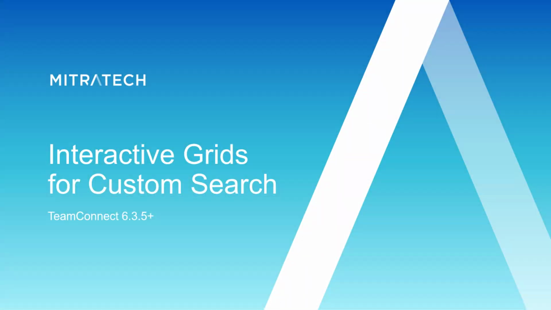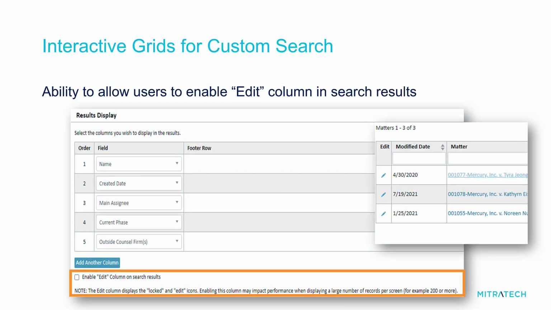The next two interactive grid features are applicable to custom searches only. Prior to version 6.3.5, we had an edit column that was generated with every custom search result list. But this actually takes a lot of work on TeamConnect's part, especially if the result list is more than 200 records. We heard from clients that, for the most part, they just click the link to take them into the record if they want to make edits, so the edit column was not widely used to begin with.